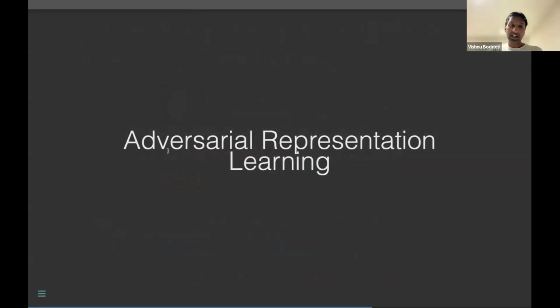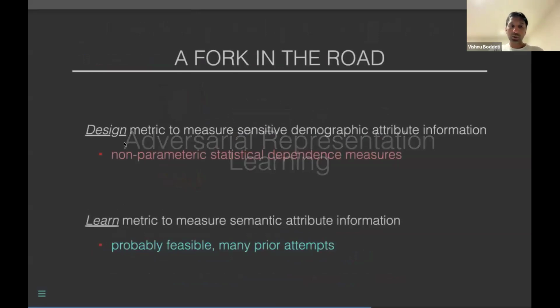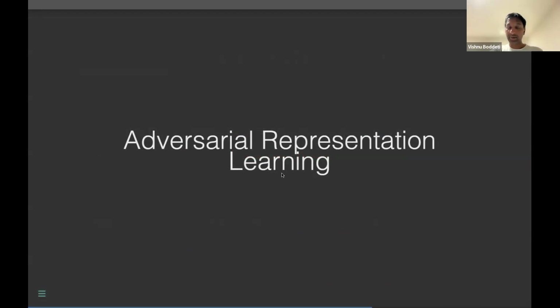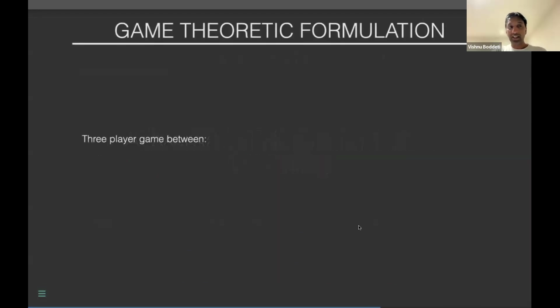So this is the general technique where you try to learn the measure of information. This is called adversarial representation learning. The idea is you have three neural networks.